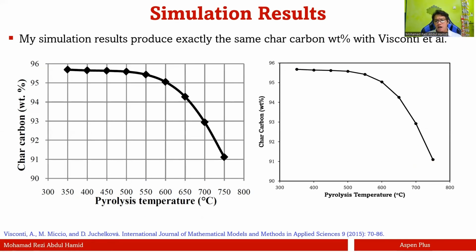The next one is basically the char carbon percentage, which will dictate your fuel energy, your high heating value or low heating value, because more carbon in the char means it has a high heating value. But as you can see here, as the pyrolysis temperature goes up, the char carbon starts to drop. Mine also drops, and these are around 95.7. They also begin at 95.7, and then it drops to 91 point something. Mine also does. It is exactly the same.